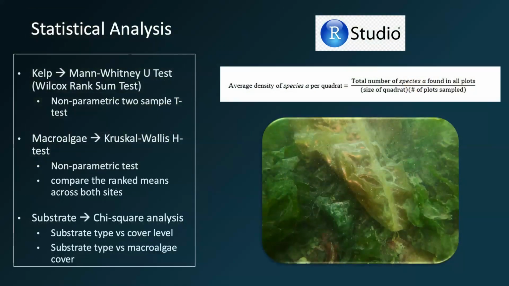And so even though this is mostly preliminary data collection, I also wanted to get an angle of statistical analysis here. So using RStudio, I used a non-parametric 2-sample test called the Mann-Whitney U-test for kelp densities. For macroalgae, I used a Kruskal-Wallis H-test, which is also a non-parametric test that compares the ranked means across both sites. And then finally, for substrate, a chi-square analysis or a contingency analysis, looking at the variables of substrate type and its association with cover level. And then finally, substrate type versus macroalgae cover, just to get that extra layer of quality in the data.